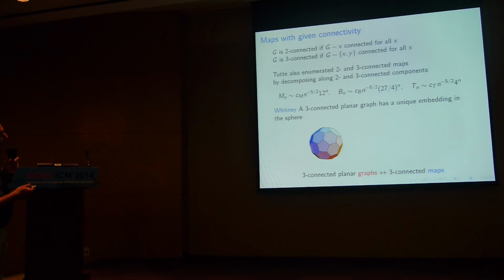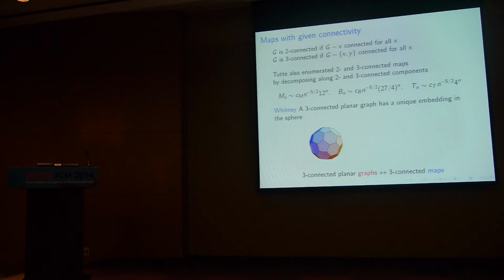By the way, when you get to the 3-connected maps, then you can recall Whitney's theorem. And Whitney's theorem says that if you have a planar graph which is 3-connected, there is essentially only one way to draw it in the sphere. It has a unique embedding in the sphere. Okay? Here is one example. The nice pictures are from the internet. The ugly pictures are mine.